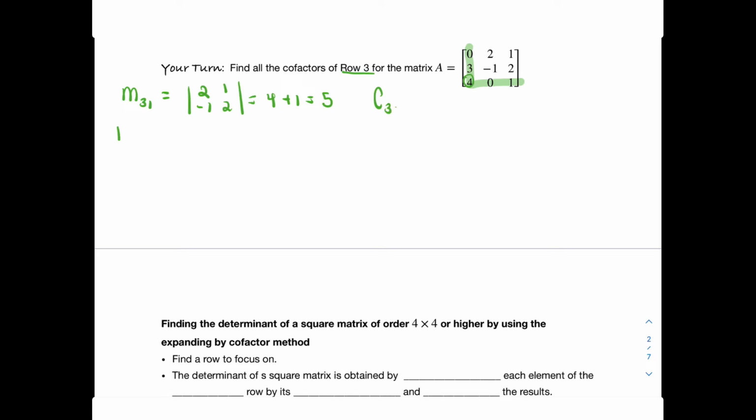Now my minor, and then my cofactor for this would be negative 1 to the 3 plus 1 power times our minor of 5. So that gives us a positive 1 times 5, which is just 5.